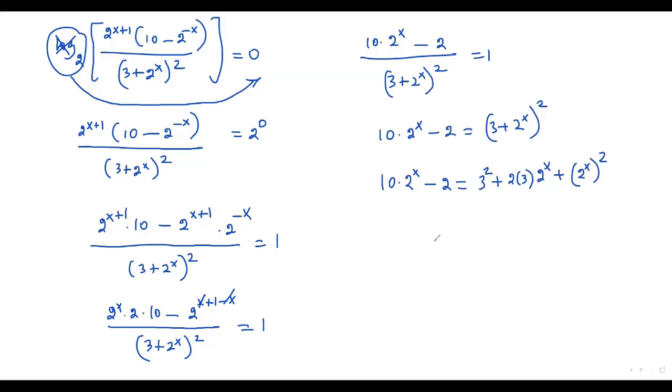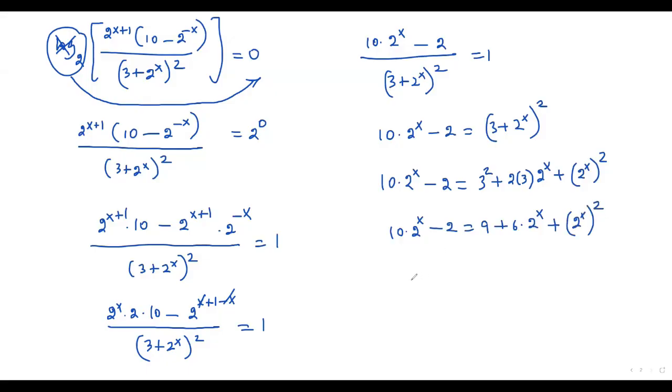Okay, now what we can do is we can write the stuff on the left side as it is, 10 times 2^x - 2, and the value of this 3 square is 9, + 2 times 3 is 6 times 2^x + (2^x) the whole square.